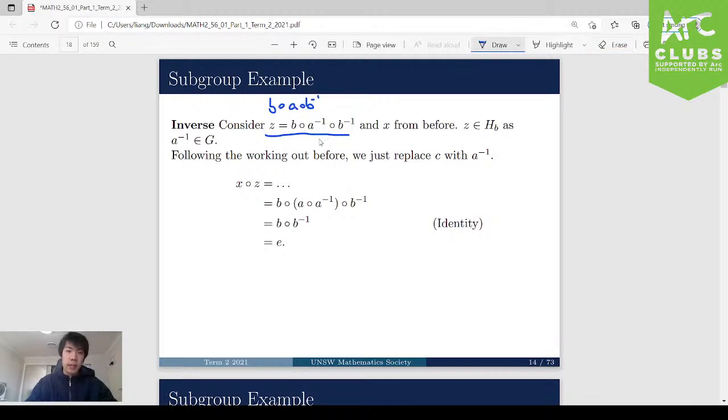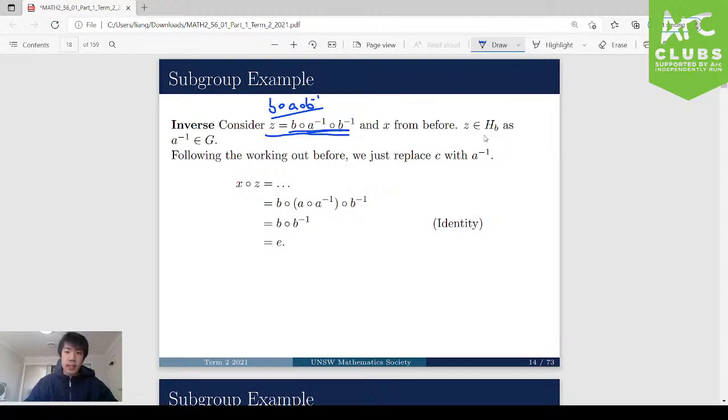In this particular example, we're just interchanging the A to become A inverse. We're just hoping to show that X dot this thing here will bring us back to the identity element E. And if it does so, then it will work. So the whole idea is that we're going to replace the previous working out with A inverse, to show that A inverse exists within H.